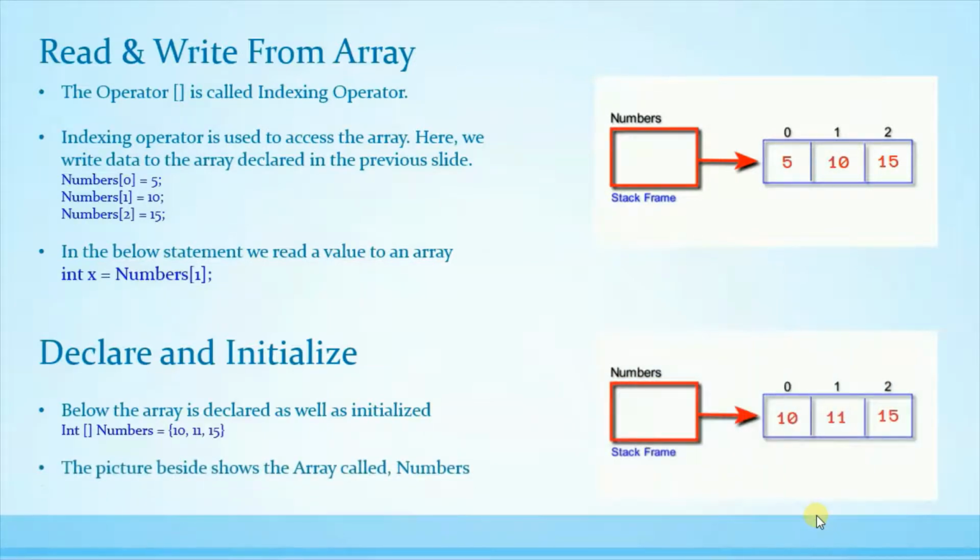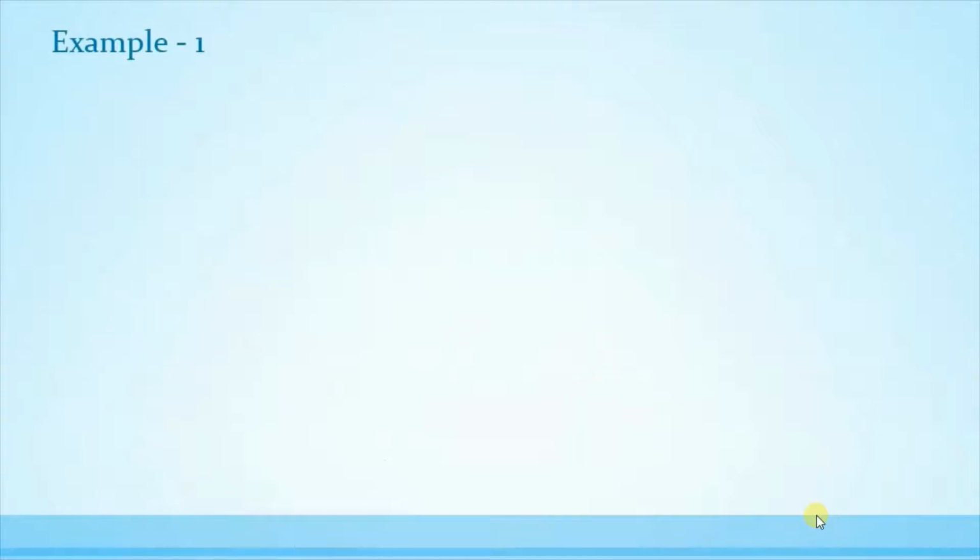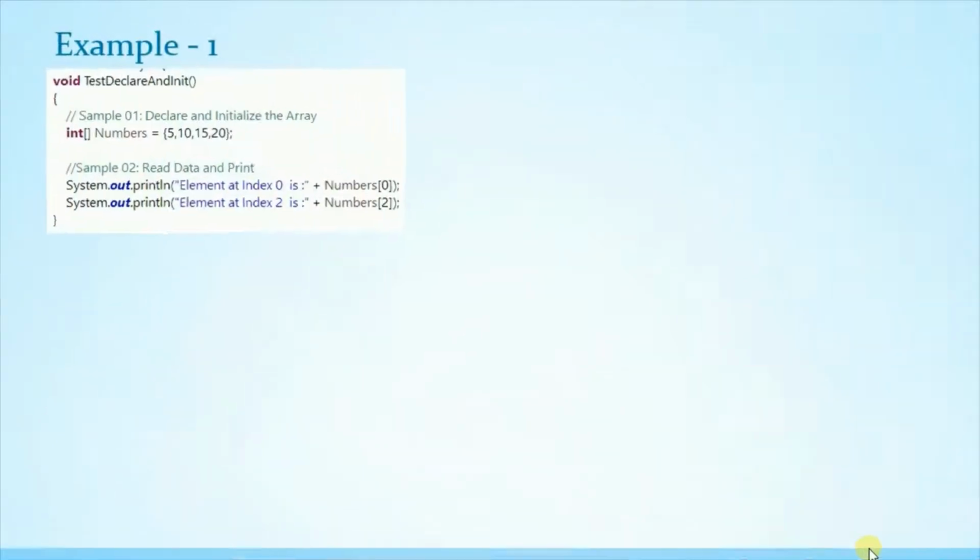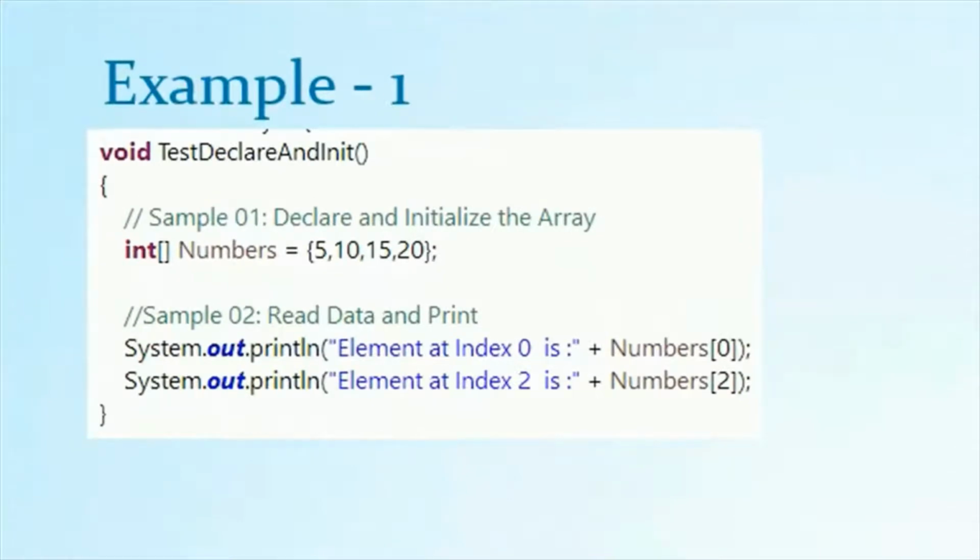So the below picture shows declaring as well as initializing the array, and each slot got filled after executing that single statement. Let us see an example. Here in this example, we declared the array int numbers, and within curly braces we placed 4 values. So this statement creates an array with 4 slots. Then in each slot we place the values 5, 10, 15 and 20.